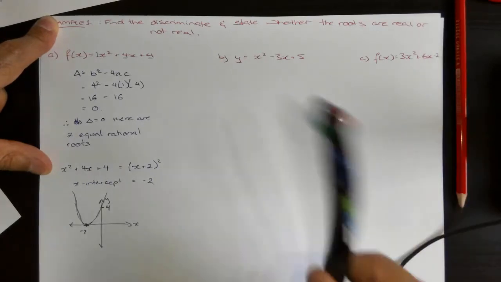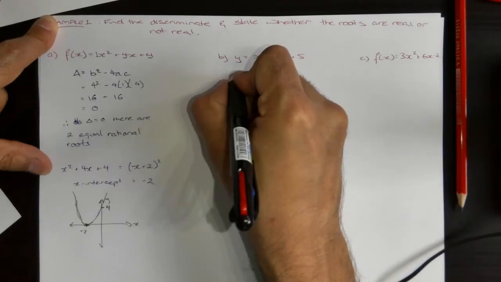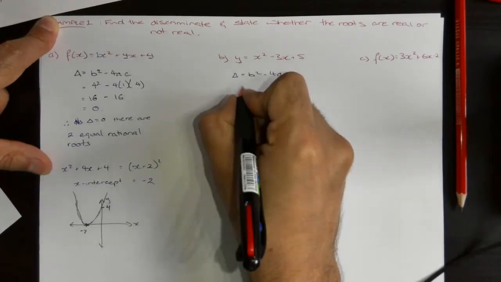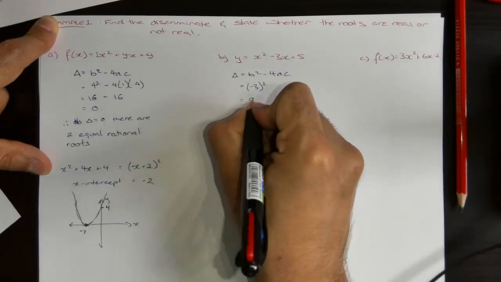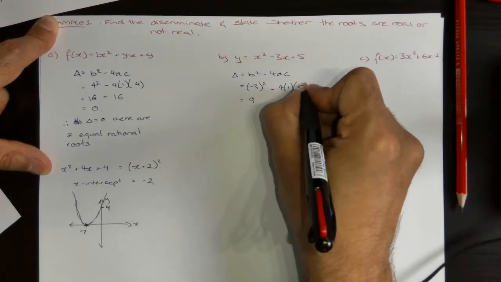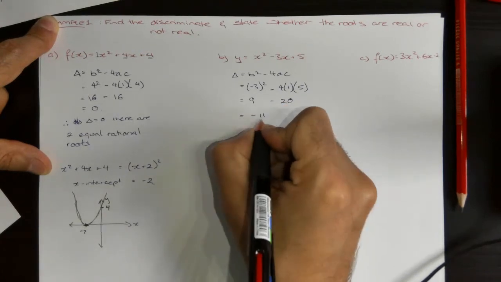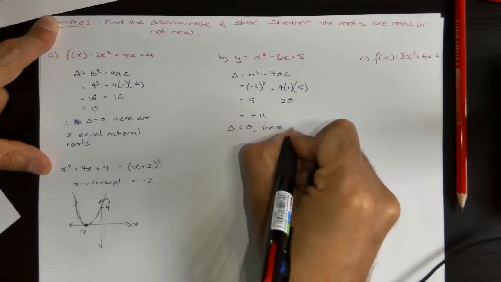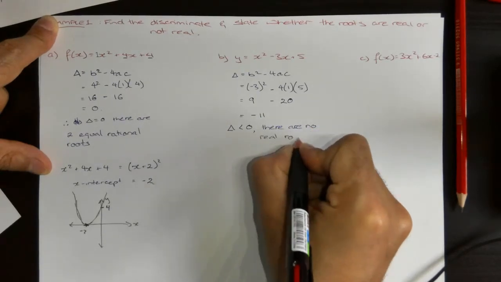Okay. Let's do the next example. We've got y equals x squared minus 3x plus 5 using the discriminant formula. That's negative 3 squared, which will become 9, minus 4 lots of 1 times 5. Well, that's going to be 20. That's going to give us a negative 11. So the discriminant is less than 0, so there are no real roots.